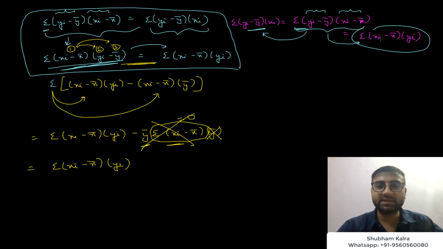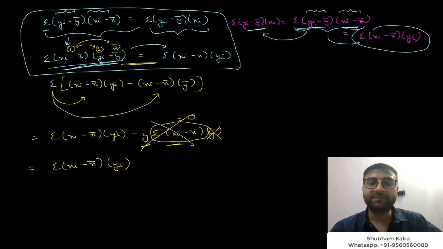So what is it that you can do? If you have yi minus y bar multiplied by xi minus x bar, that means both the variables are written in deviation form. You can just write one of them in deviation form and the other one as it is. It doesn't matter. If you want, you can remove y bar, it won't make a difference. If you want, you can remove x bar, it won't make a difference. Just keep one thing in mind: do not remove both of them at the same time.